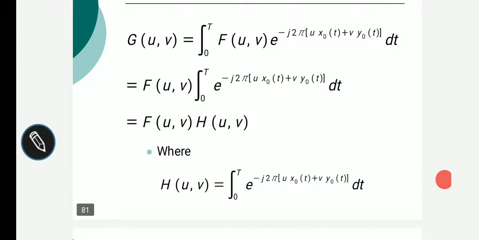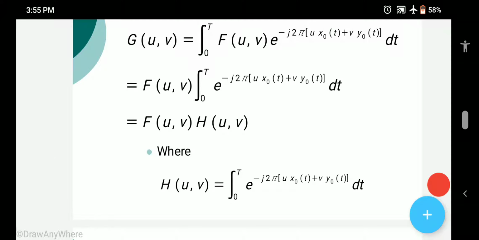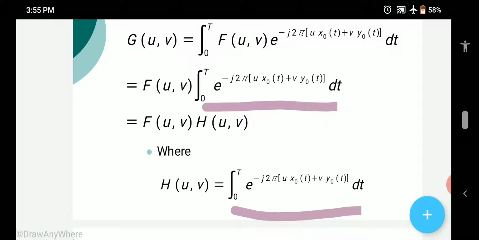Now h of u comma v is the integral from 0 to T of e raised to minus j 2 pi, u of x naught of t plus v of y naught of t, dt. Let us take this as h of u comma v, where the last step follows f of u comma v. This one is independent, that's why we have taken it outside.